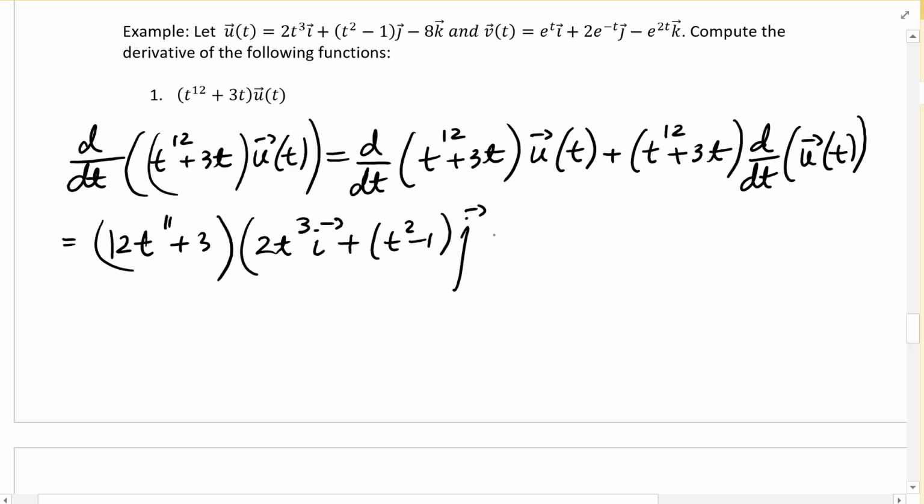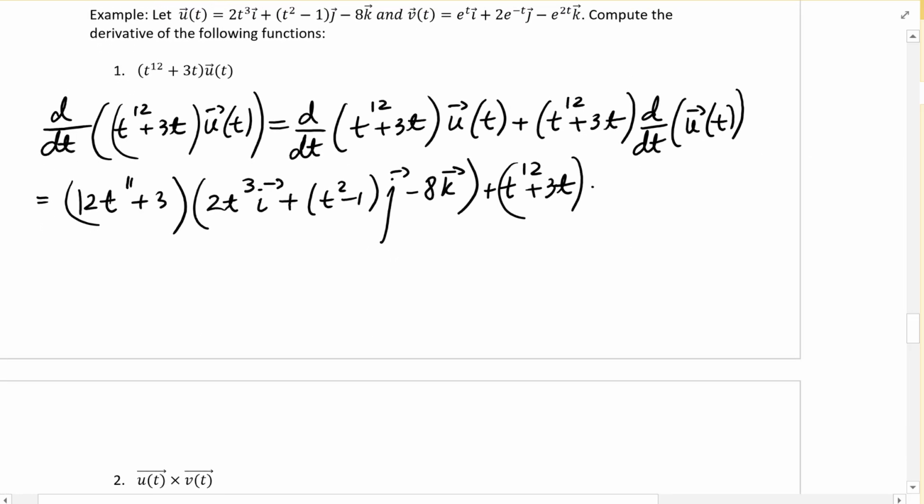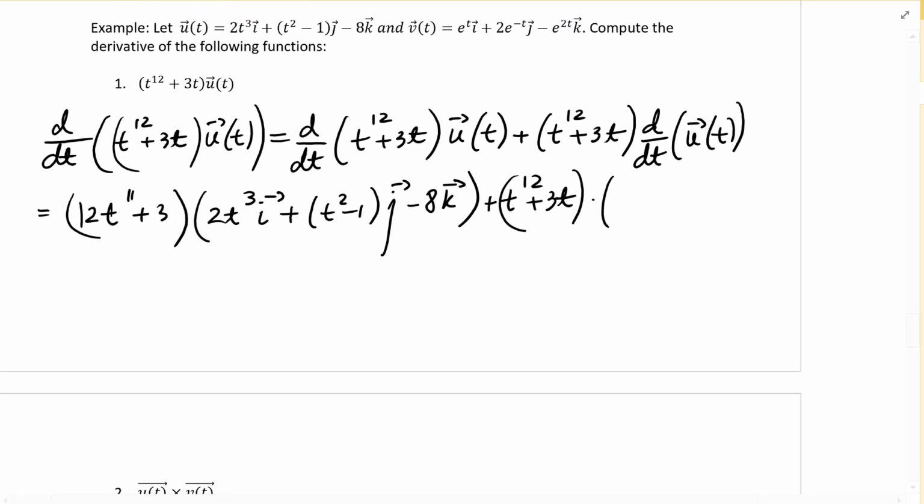plus t to the 12 plus 3t inside parentheses times the derivative of u of t, which is, so u of t is this one, and we're going to differentiate each component. So it's 6t to the second i plus 2t j, and then 8 prime is 0, so there is no k component. And we can multiply them, and we have 24t to 14 i.